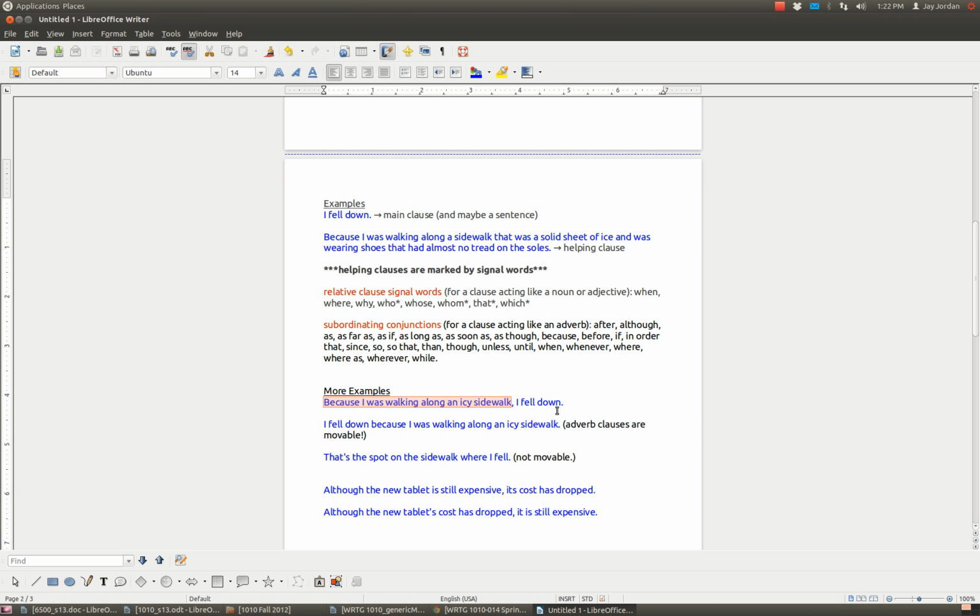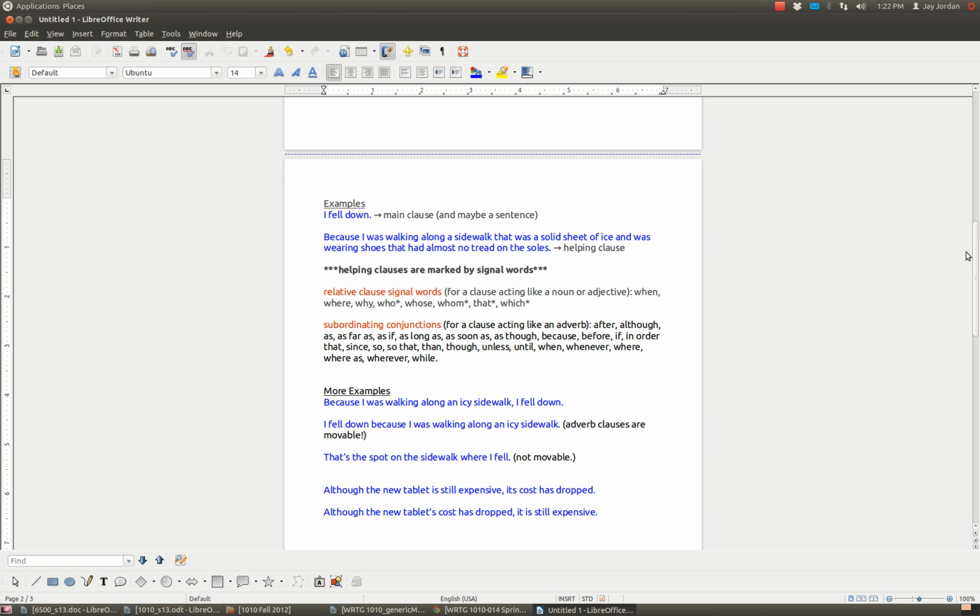That's an adverb. In this sentence, I'm using the subordinate clause, where I fell, as an adjective. That's the spot on the sidewalk where I fell. It's a way of modifying the word, the noun, spot. Okay? So usually these kinds of clauses, these relative clauses that work as nouns or adjectives, get introduced with this different set of signal words.